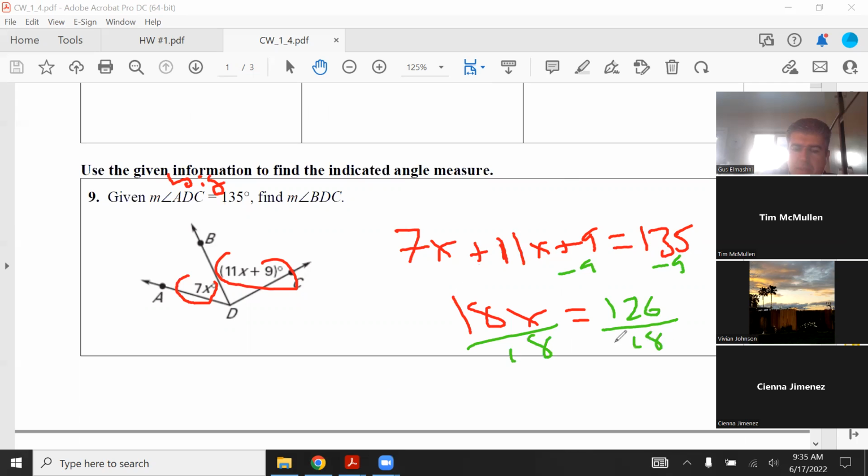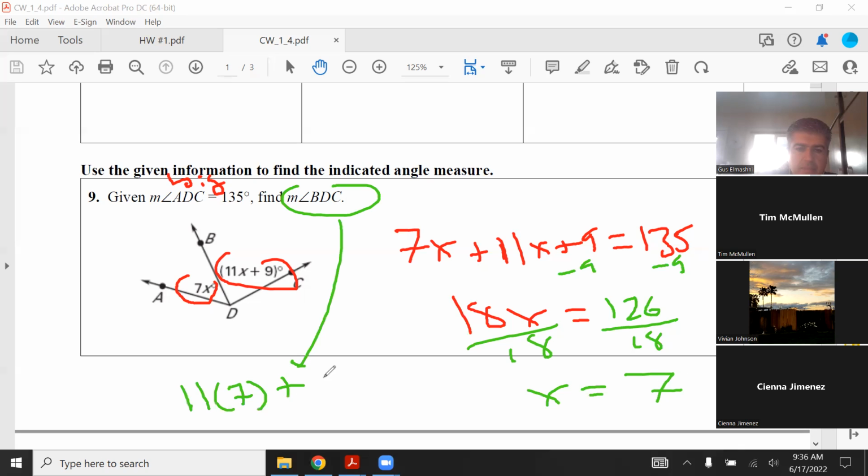I could do this in my head, but actually, could I do this in my head? What is that? I think 7. Yeah, I think 7. Do check using a calculator, or if you have a cell phone, or you could use Desmos or something on your computer. Yeah, that'd be 7. But we're not done yet, because we want BDC. So 11 times 7 plus 9. 77 plus 9 is 86. And there you go.